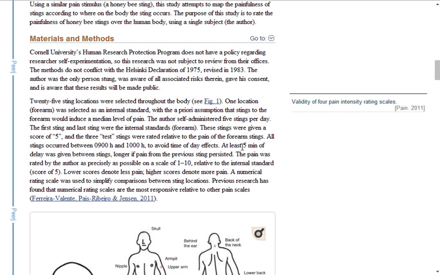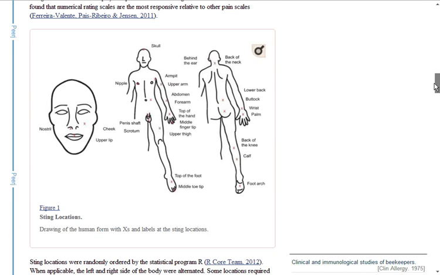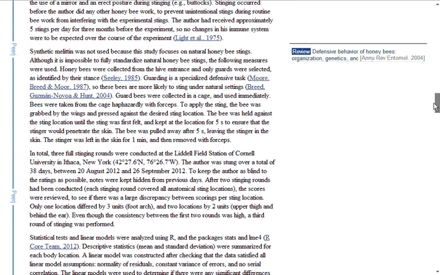It's subjective, they're admitting that. But on a scale of 1 to 10, relative to the internal standard, so it talks about somewhere in here, an internal standard, he stung himself on the forearm to get a baseline. And then a numerical rating scale was used to simplify comparisons between bee sting locations. So there's a picture of all the places where he stung himself. Yeah, it's crazy. So to apply the sting, this guy took one for the team, took several for the team.